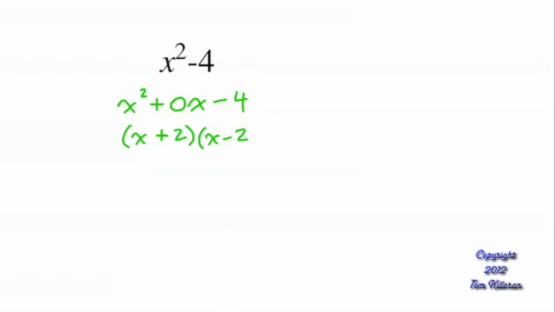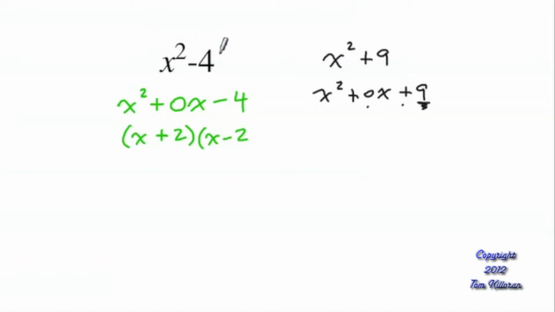The problem comes from when you try to do the same technique to things that are like x squared plus 9. If you separate this out, you're going to have x squared plus 0x plus 9. And when you ask yourself what are factors of 9 that add up to 0, they don't exist. So when we have the sum of perfect squares, it is considered prime.